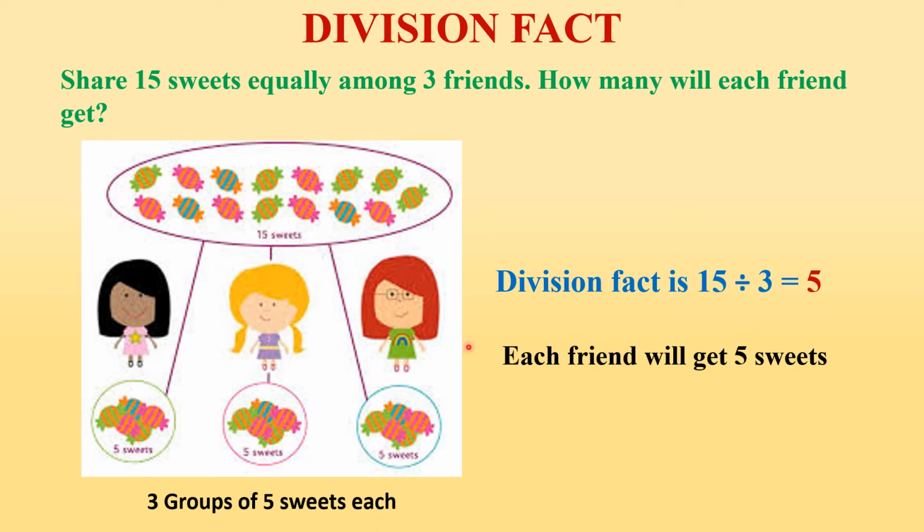And the division fact is 15 divided by 3 is equal to 5. So the answer is 5. Each friend will get 5 sweets each.